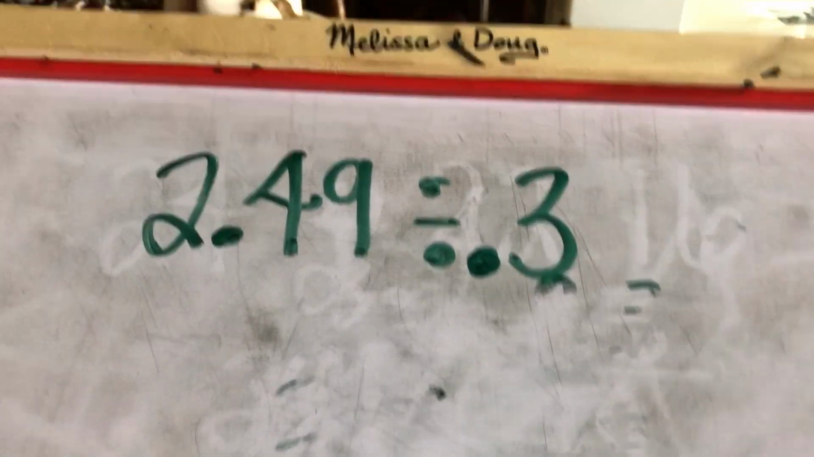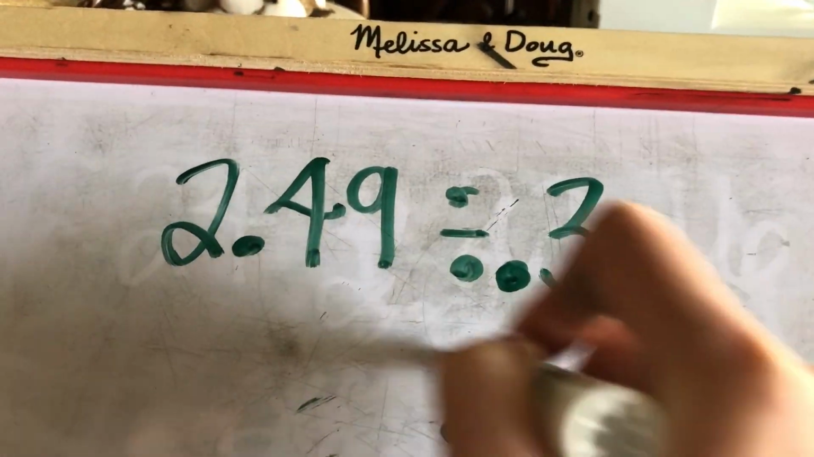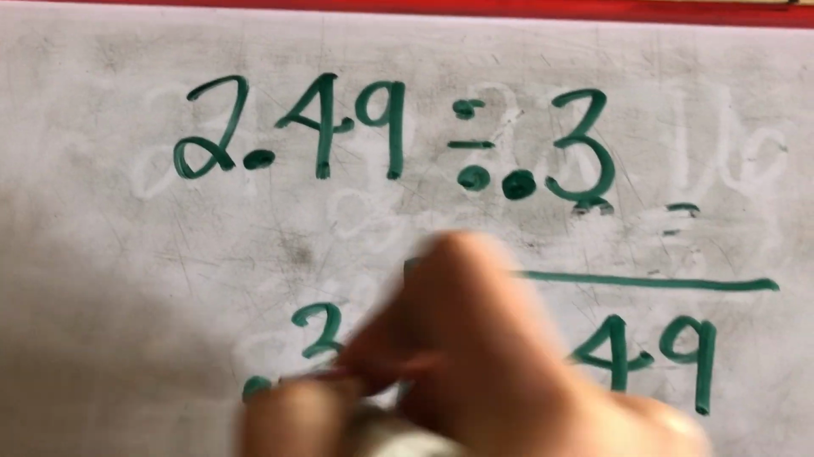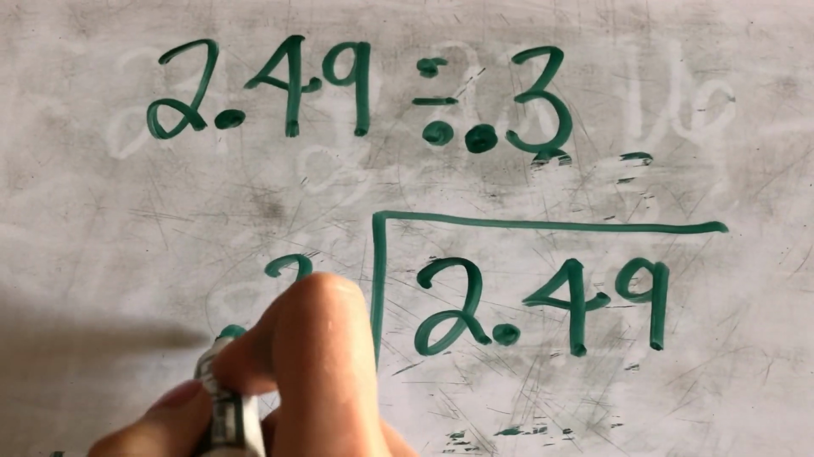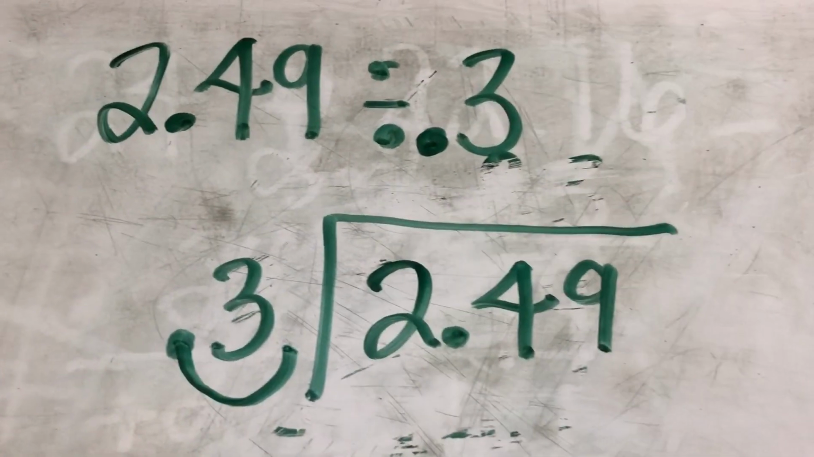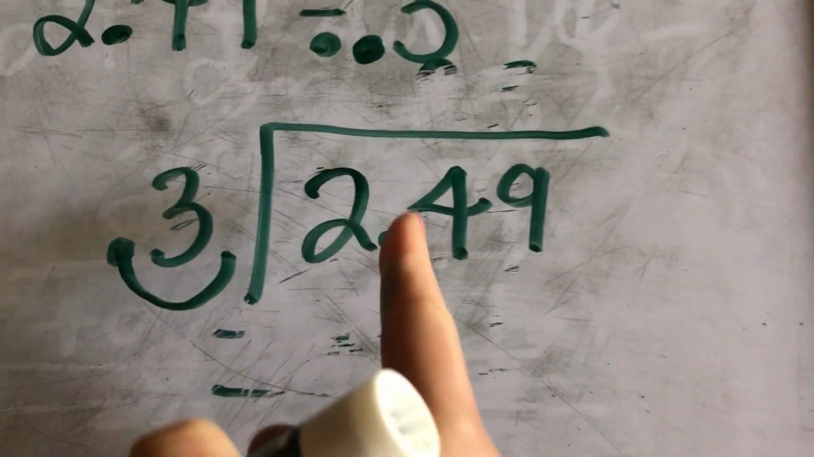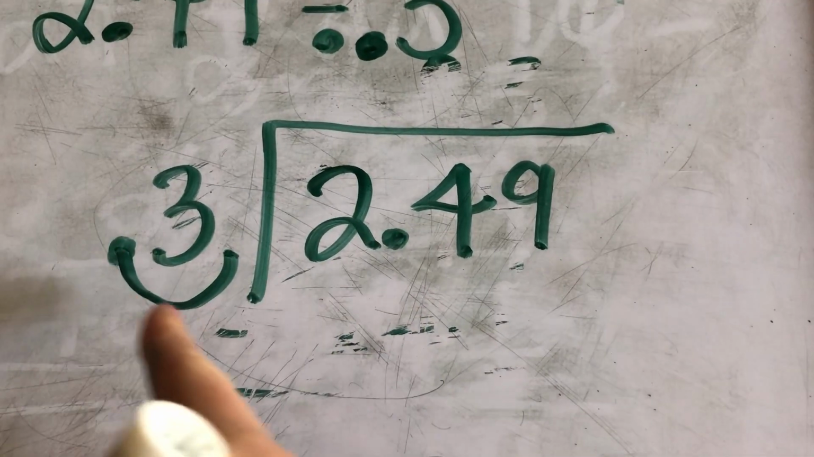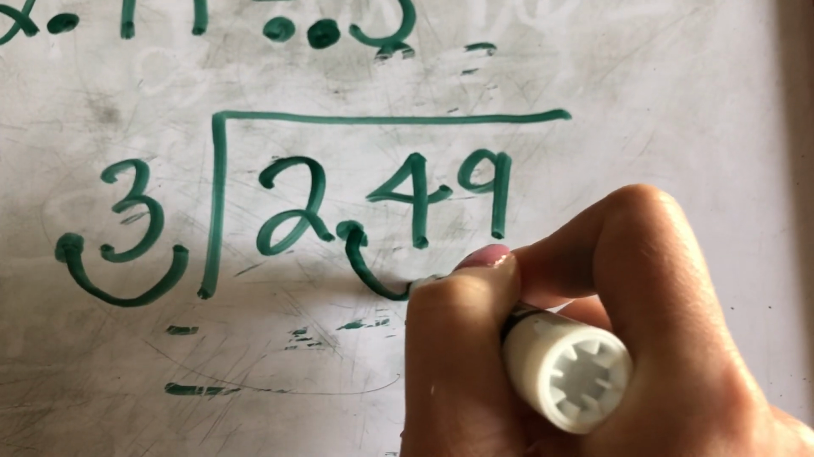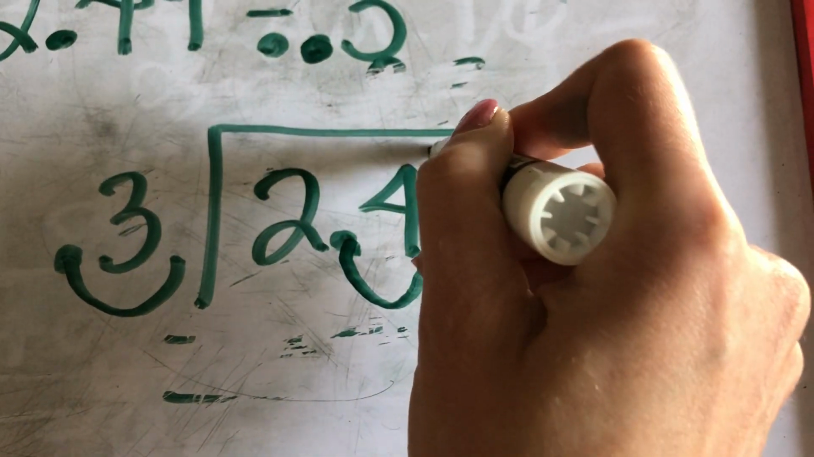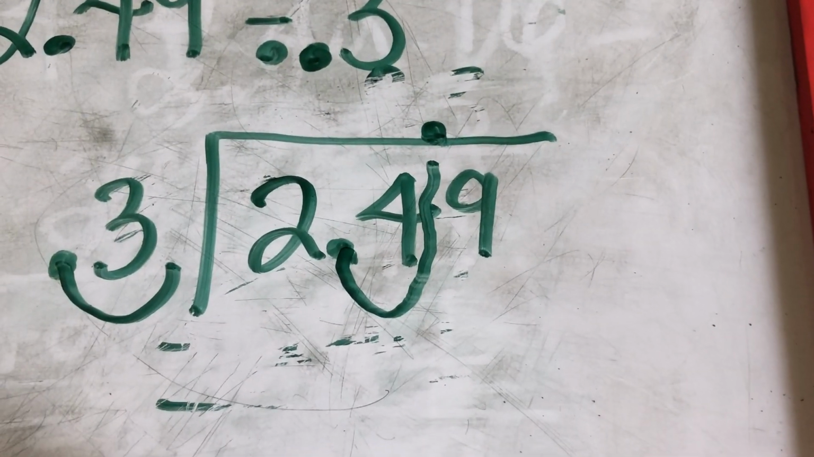So again, that first number is going to go inside, so 2.49 divided by 0.3. Now, we cannot divide with the decimal on the outside. So what we need to do is move it over to the right to make it a whole number. And remember, whatever we do to our outside, we have to do to our inside. So we moved it over once to the right here, which means we need to move it over once to the right here. And this decimal just floats up just like this. So now that's where my decimal goes in my answer.